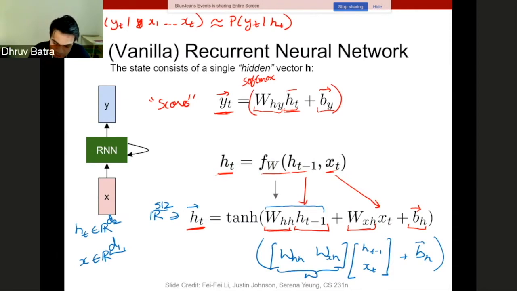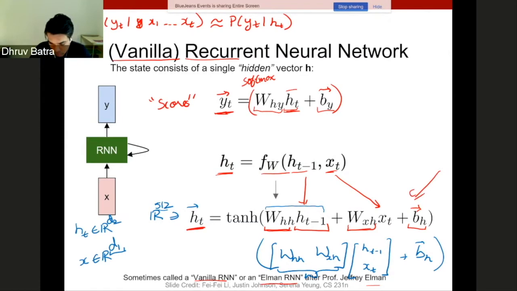This is a vanilla recurrent neural network. This is a specific choice for an RNN. This is called a vanilla RNN or an Elman RNN, based on the person who proposed it. What makes this an Elman RNN? The fact that we chose this particular representation for the recurrent relationship. If we had used a different recurrence relationship, that would not be an Elman neural network.